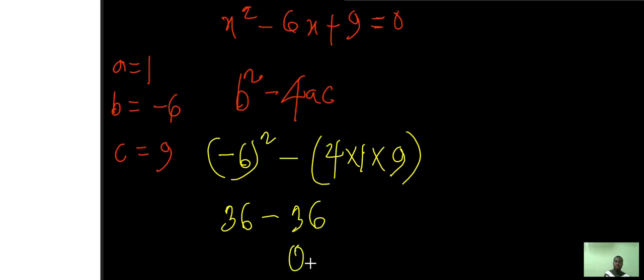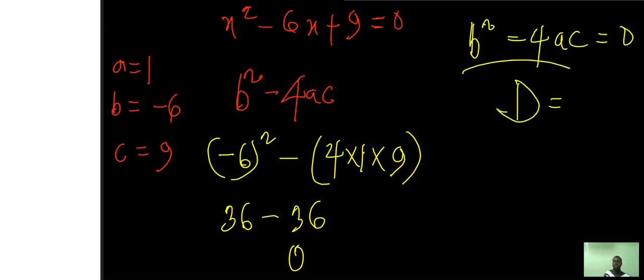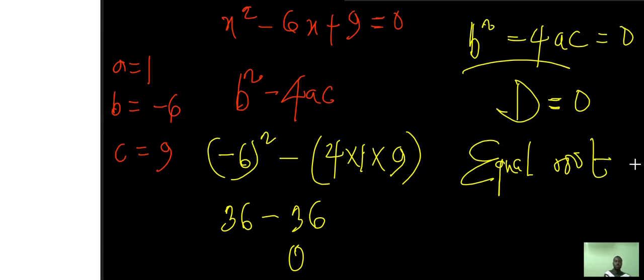This is 0. What do we notice? b squared minus 4ac in this instance is equal to 0. Don't forget b squared minus 4ac is the discriminant. So the discriminant here is 0, which means the quadratic equation has equal roots.